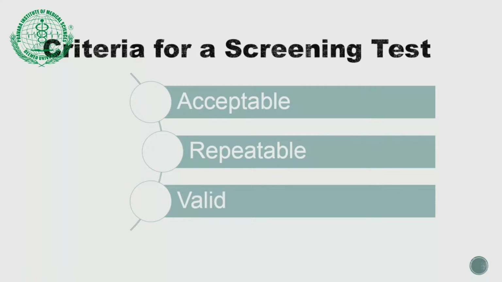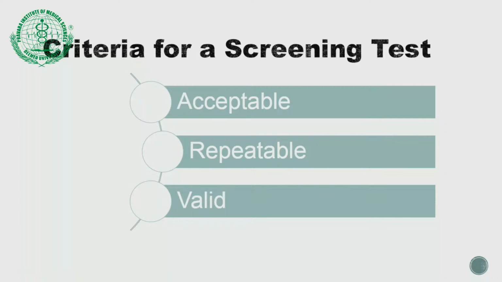Now there are certain factors which reduce the repeatability or introduce error in the tests. These factors are observer variations. They may be intra-observer or inter-observer variations. Then biological or subject variations, and errors related to technical methods. For example, defective instrument, defective calibration, and faulty reagents.